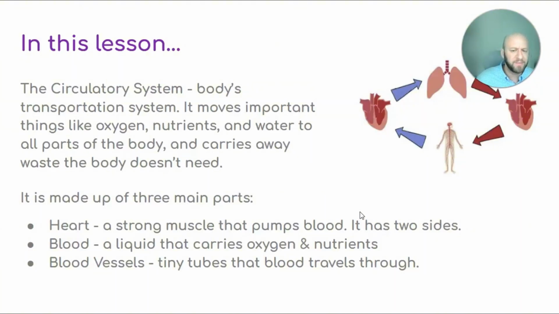Our circulatory system is made up of three main parts. Our heart, which is a strong muscle about the size of a fist, and that pumps blood throughout our body. It has two sides, a right side and a left side. We also have blood, which is a liquid that carries oxygen and nutrients throughout our body, and blood vessels, and these are tiny tubes that our blood travels through.